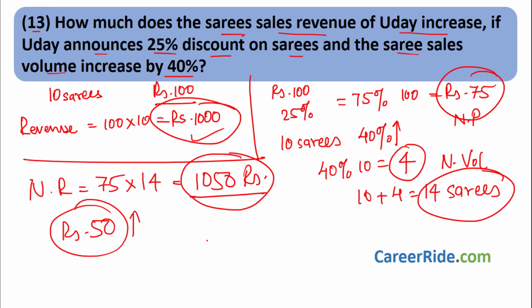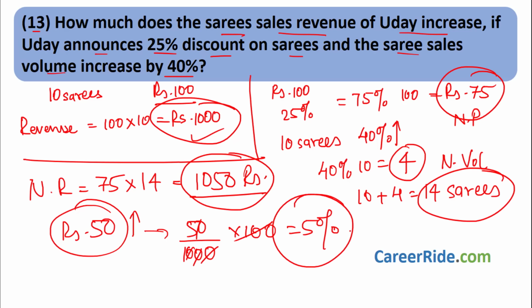Now if we have to calculate it as a percentage, we will take 50. How much percent increase is there? If you have to find out, we will take 50 divided by the old revenue, because we have to find out how much increase there is as compared to the old revenue, right? So 50 upon 1000 into 100, since we want a percentage, this gets cancelled, this gets cancelled, that is a 5% increase in revenue. Moving on to question number 14.